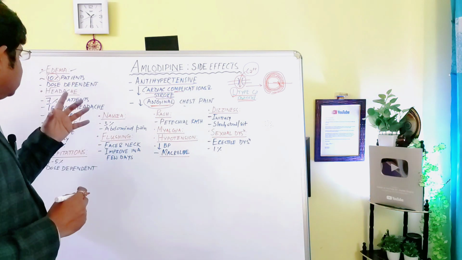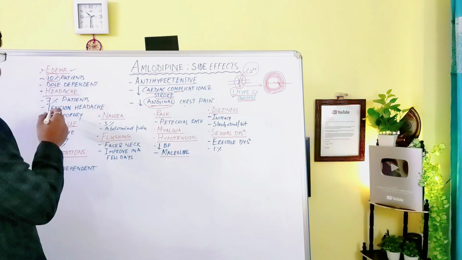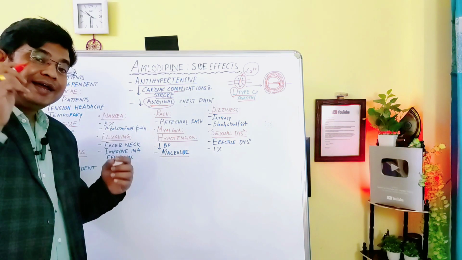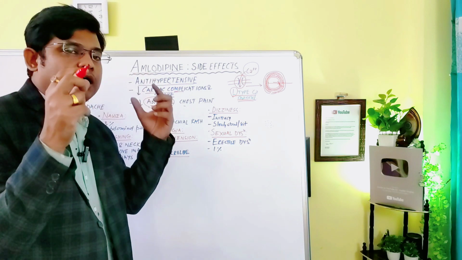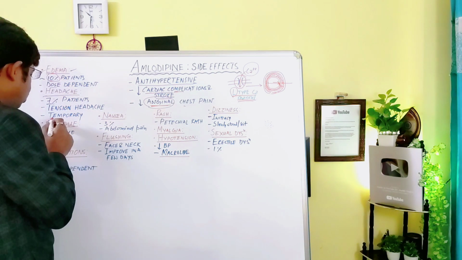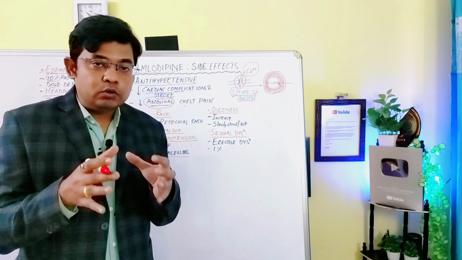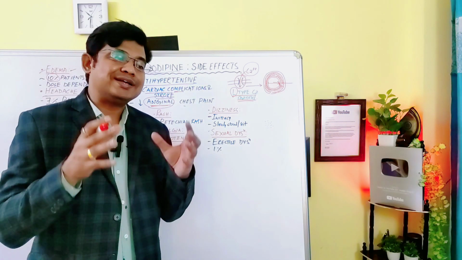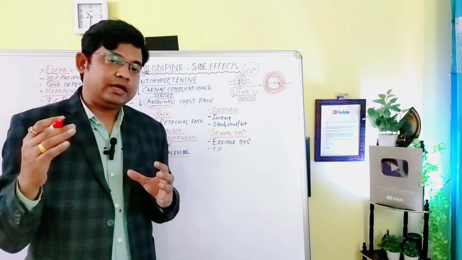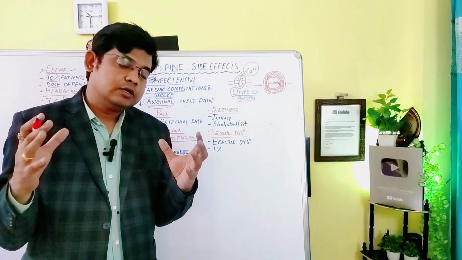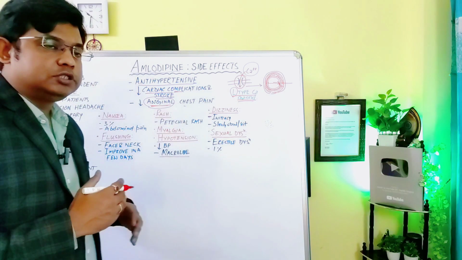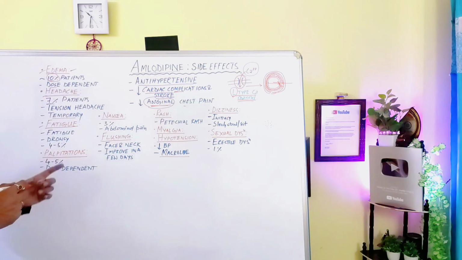Now the next common side effect is headache. It is seen in 7% of patients, and this type of headache is actually a tension headache type. That means there is an area of pain around the forehead in a band-like structure, and this type of headache is also temporary. Usually we face this type of headache whenever we are starting therapy with amlodipine, and this headache decreases with the continuous use of amlodipine.